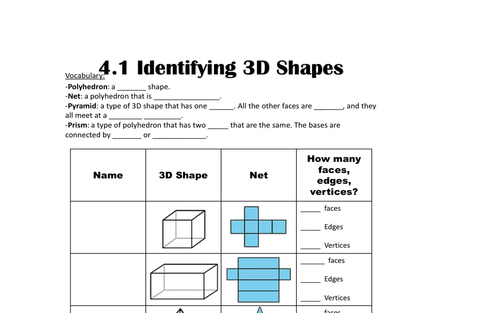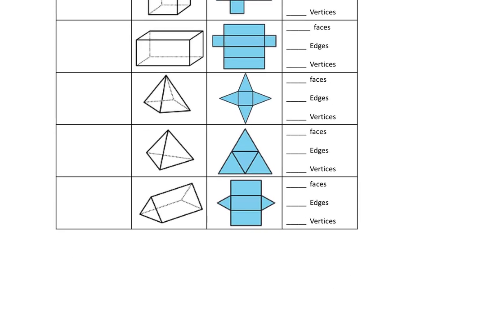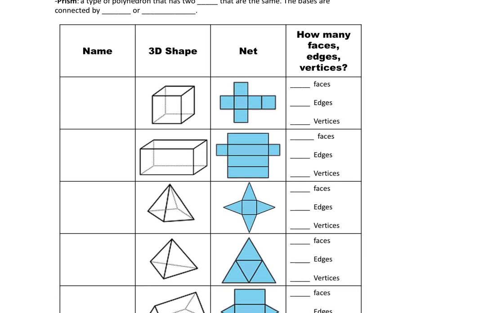Today we'll be doing 4.1, identifying 3D shapes. We'll talk about five different shapes. We'll talk about the faces, the edges, and the vertices, and what their names are. We want to get familiar with knowing the names of these shapes that we'll later find the area and volume for.